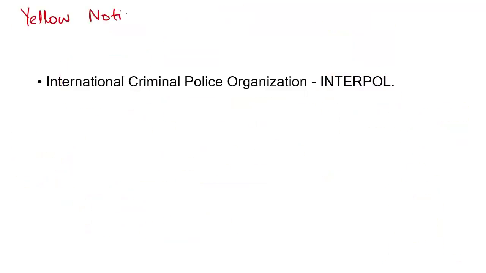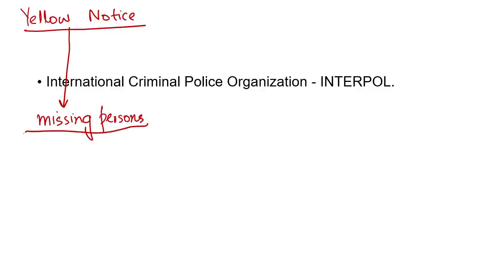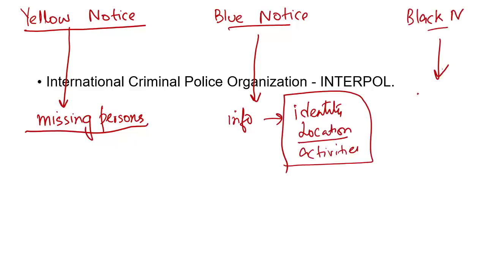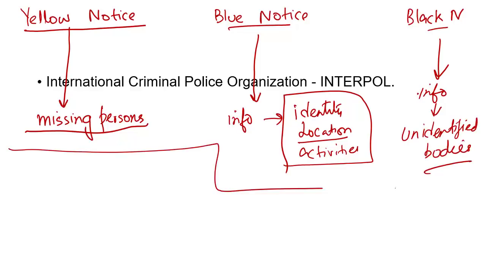Then there is the yellow notice. Yellow notice is issued to locate missing persons. Often these missing persons are minors. This is very useful in cases of human trafficking or in cases of persons who are missing because of various natural calamities. Then there is the blue notice. Blue notice is primarily issued to collect information about a person's identity, location, or activities. Then there is the black notice. Black notice is a request to seek information on unidentified bodies. In match the following type questions, this can be very important for your examination.